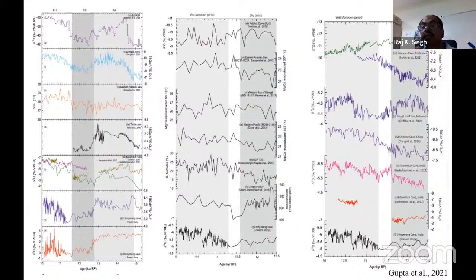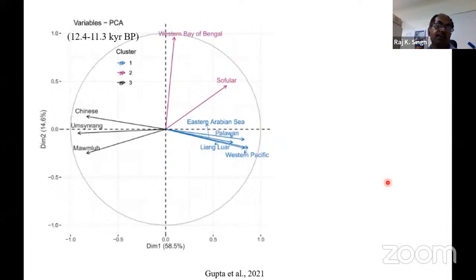The other cave record, Soffler Cave, does not suggest a weaker monsoon because the northeast monsoon was influential. Palawan Cave also suggests the monsoon was not that weak here, and Liang Luar Cave also suggests higher monsoonal precipitation during this time period. We tried to understand and correlate all these different records. What we found is that during the Younger Dryas, 12.4 to 11.3 kilo years, the Eastern Arabian Sea, Palawan Cave, Liang Luar Cave, and Western Pacific data have similar affinities. However, the Indian and Chinese cave records show similarities with each other.